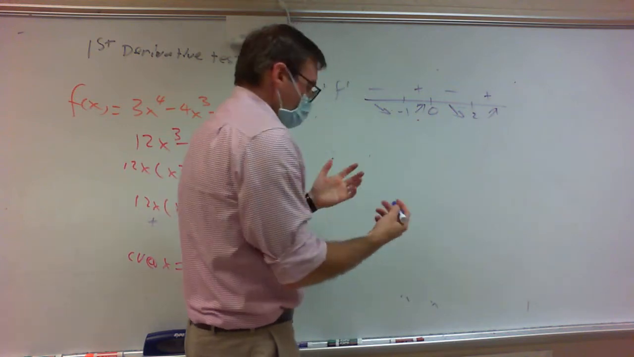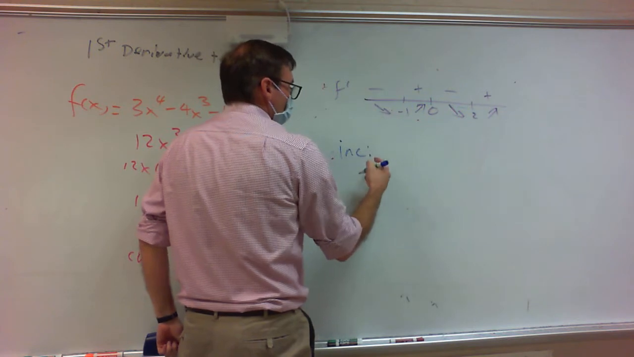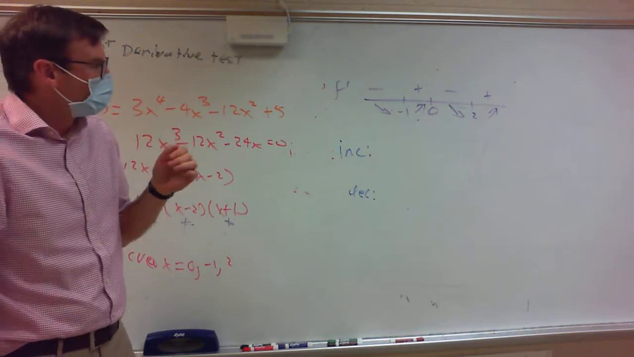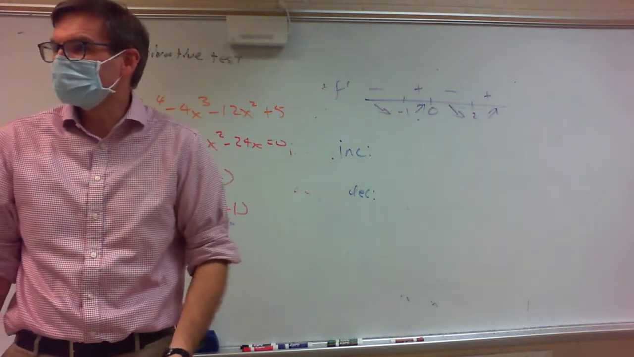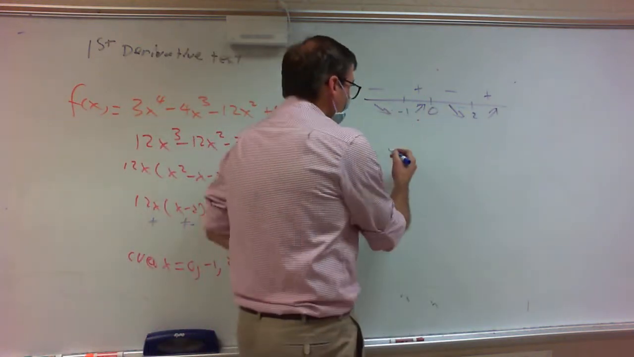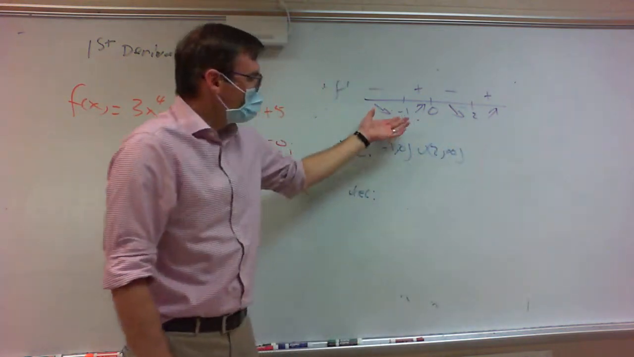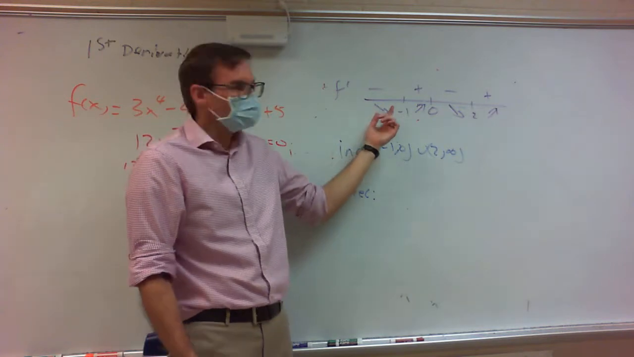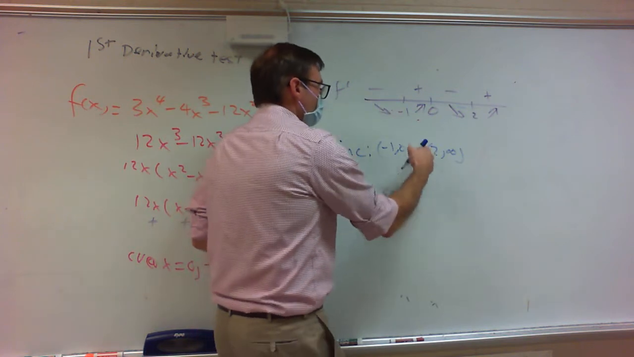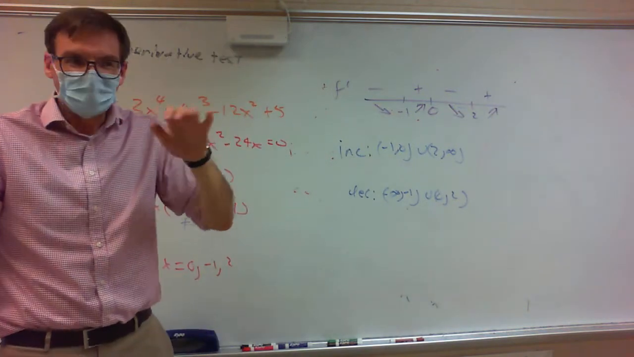So let's answer the questions. I want to know where is this increasing and where is this decreasing? It's really not much of a question now, is it? Because if you have this chart, you just look at the chart. It's increasing from -1 to 0, and it's increasing from 2 to infinity. And where is it decreasing? Again, not much of a question. It's from -infinity to -1, and then from 0 to 2. Really like the chart.